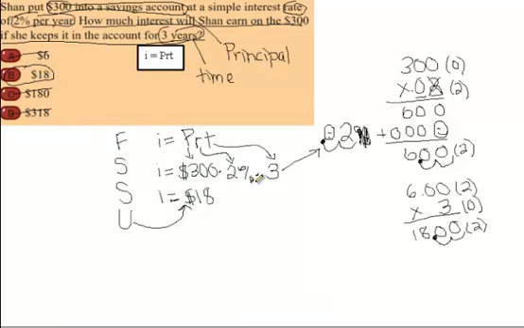Biggest blunder with this problem, after you substitute, you must change the percent into a decimal. We do not multiply with percents. We have to change them into decimals or fractions first.